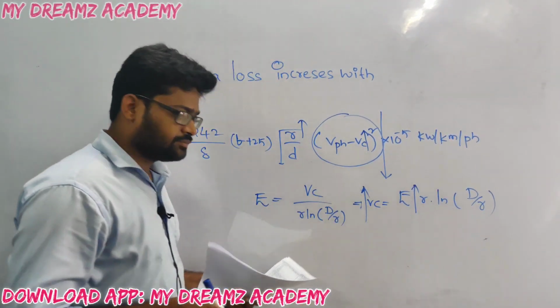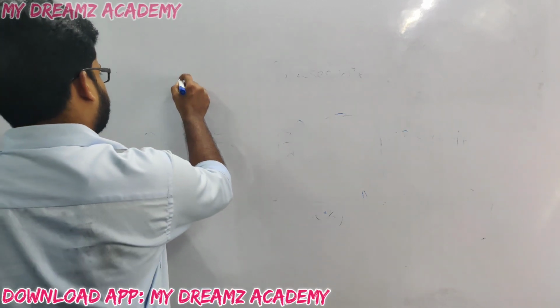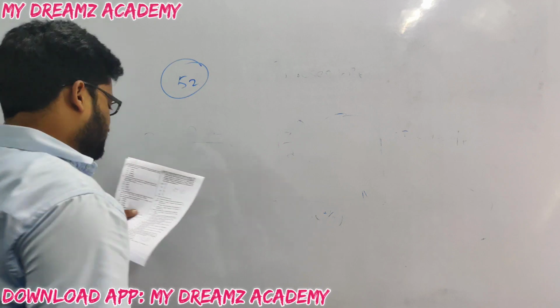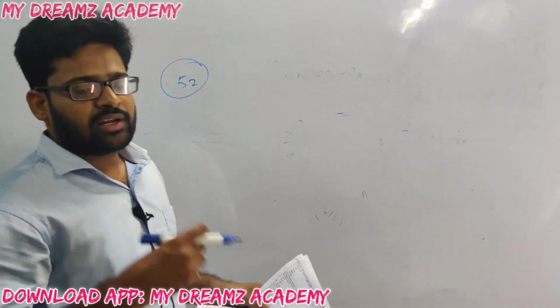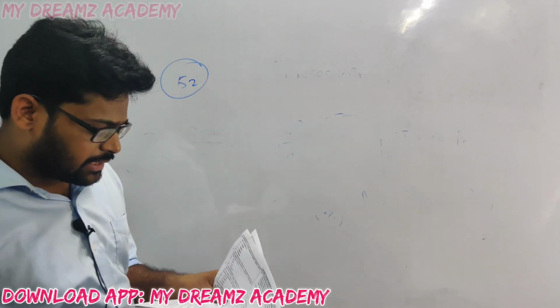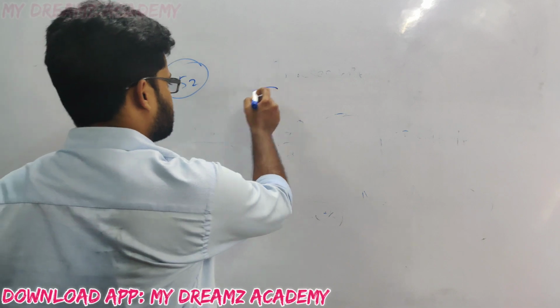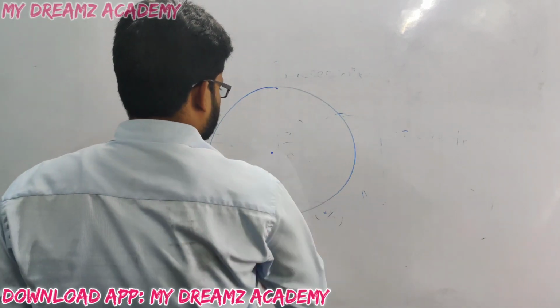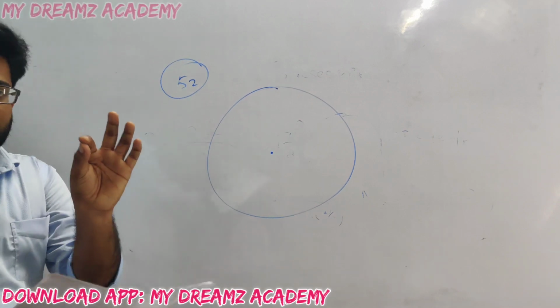And the next question. So question number 52: when an alternating current flows through a conductor. Okay, when an alternating current is flowing through a conductor. Option A: entire current passes through the core of the conductor. This is the conductor, this is the core of the conductor. So the entire current will flow through the core of the conductor, this is the wrong answer.